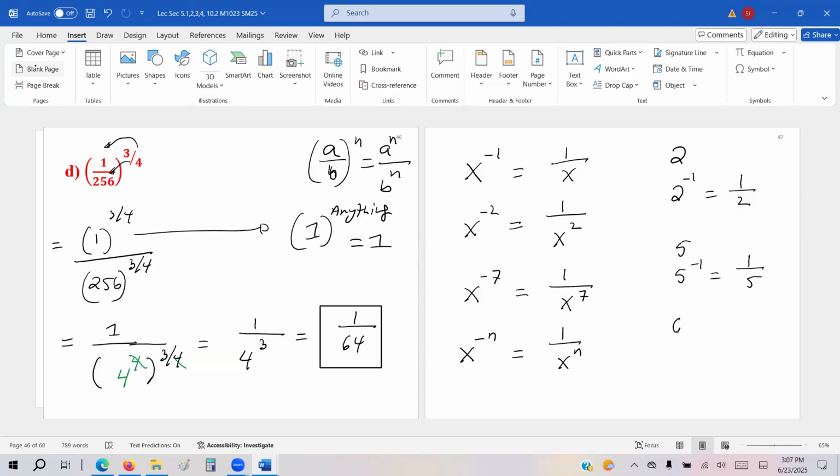If you have, let's say, 6 squared, what is 6 squared? 36, right? Whole number 36. But if we have 6 to the negative 2 power, it becomes 1 over positive 6 squared. So 1 over 36. So it's a fraction, 1 over 36, versus the positive whole number 36. So a negative power turns the whole quantity into a fraction.